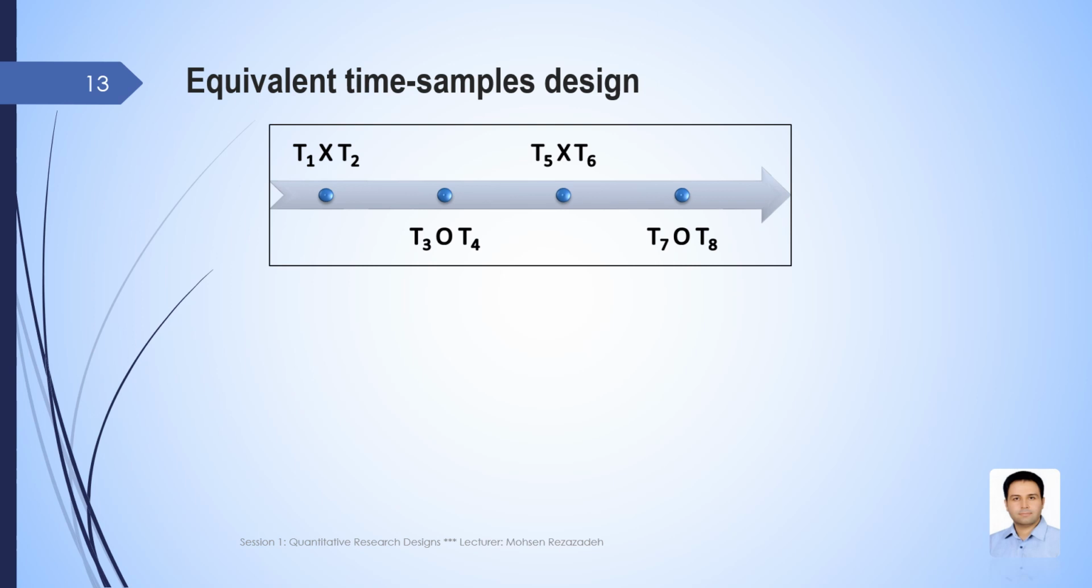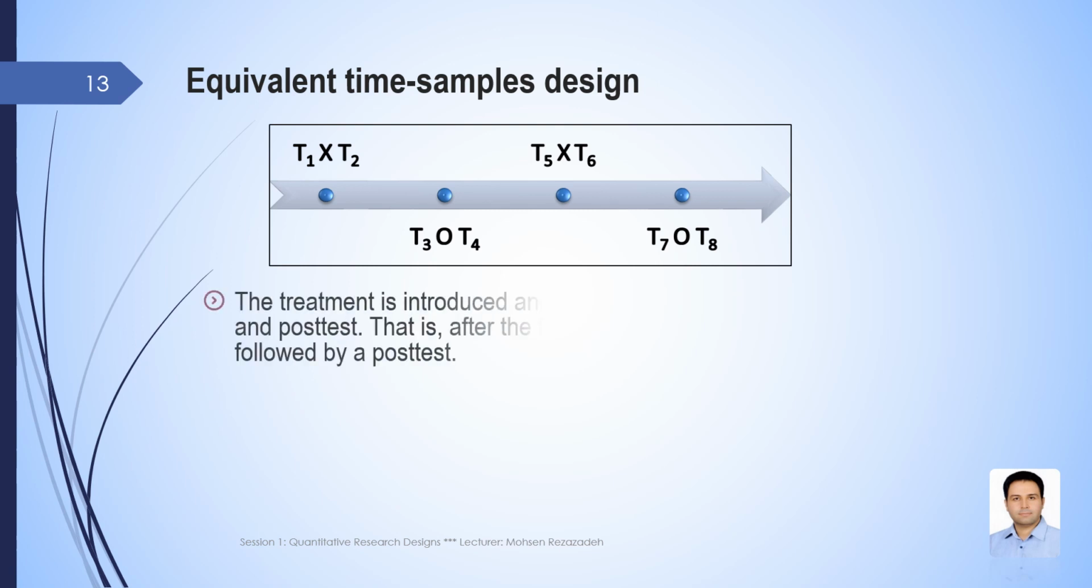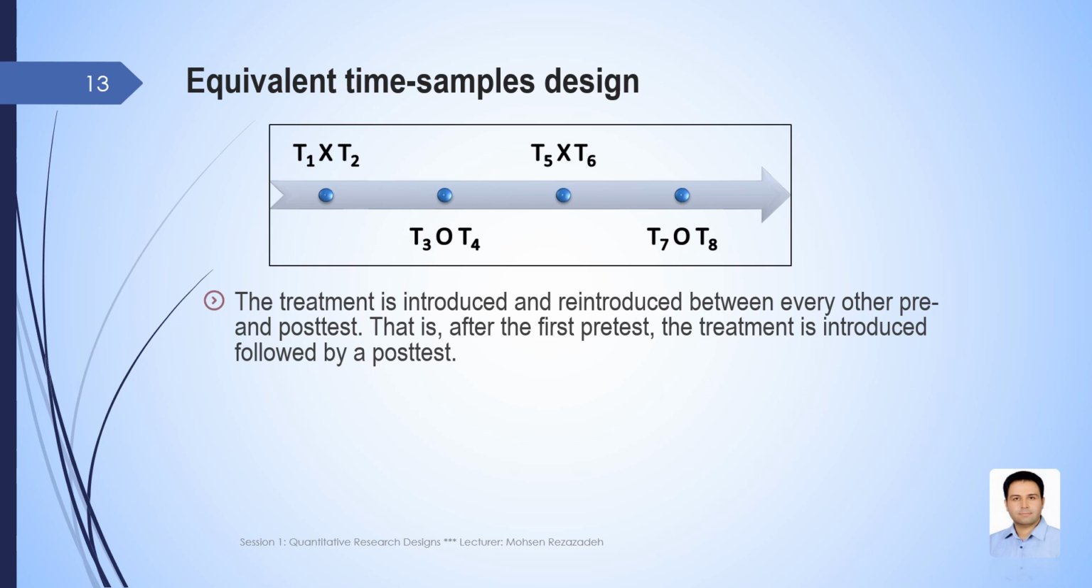Another version of the time series design is the equivalent time samples design. In this design, the treatment is introduced and reintroduced between every other pretest and posttest. Again, like in time series design, we have several pretests and posttests. But the difference is that here, after each pretest, like for example T1 in the diagram is pretest number 1, we have X, which means the treatment.